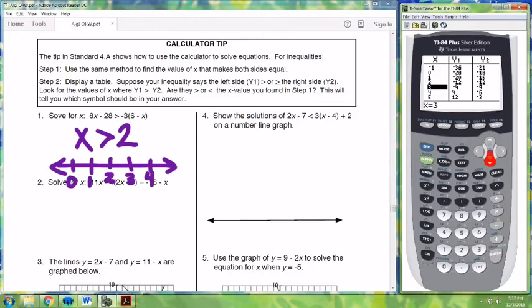Now since this says that x is greater than 2, we're going to put an open circle on 2. If it was greater than or less than, we would still do an open circle. Only when it's equal to, greater than or equal to, less than or equal to, do we fill in the circle. And then the inequality symbol tells you which direction to shade. Since it's greater than, I would shade to the right.